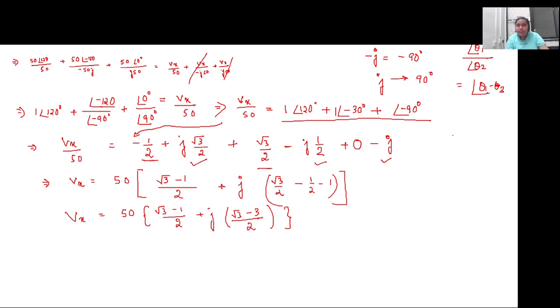So see, suppose you're given a value Vx equal to, let's say, V naught angle of theta. So this is the magnitude and this is the angle. So it is V naught cos of theta plus j sine of theta. V naught will be there. This is what I have been trying to tell, right? If there is a phasor here, this is Vx.